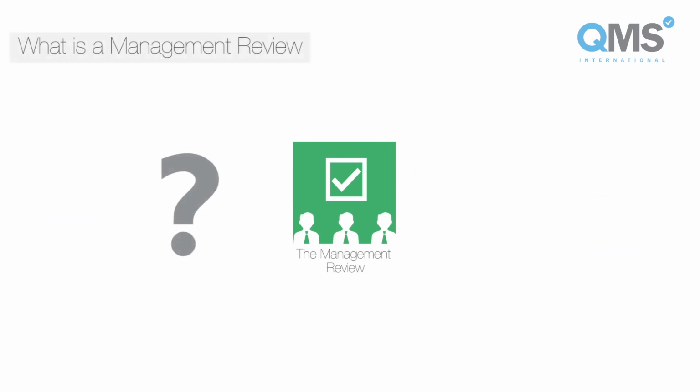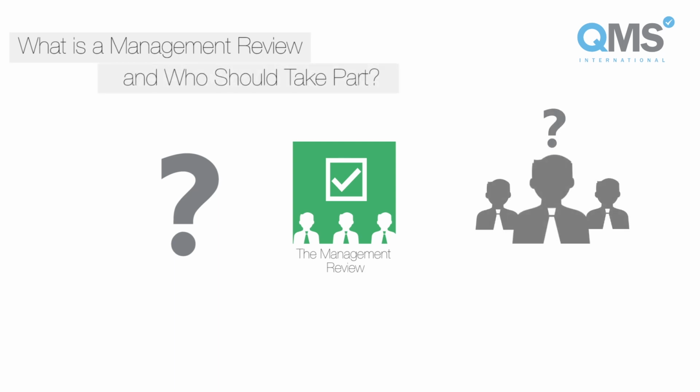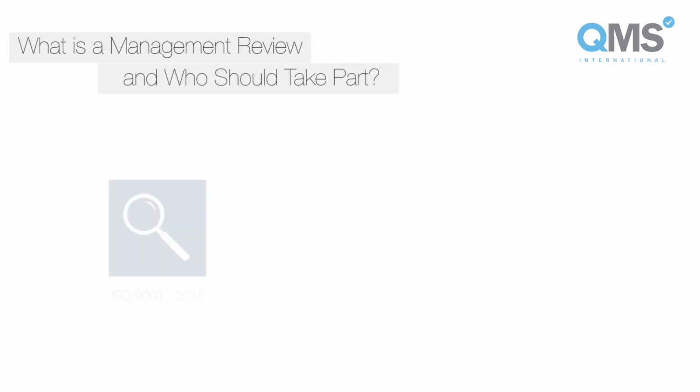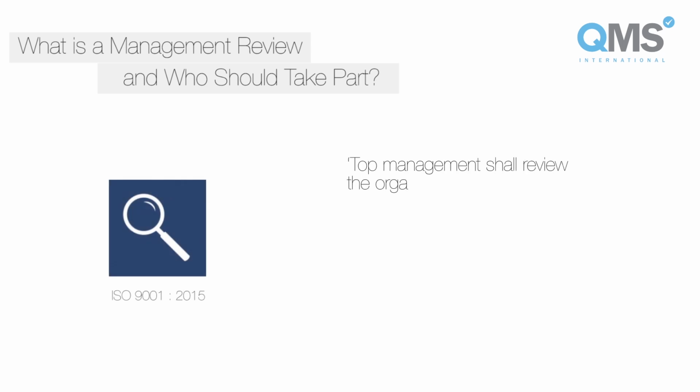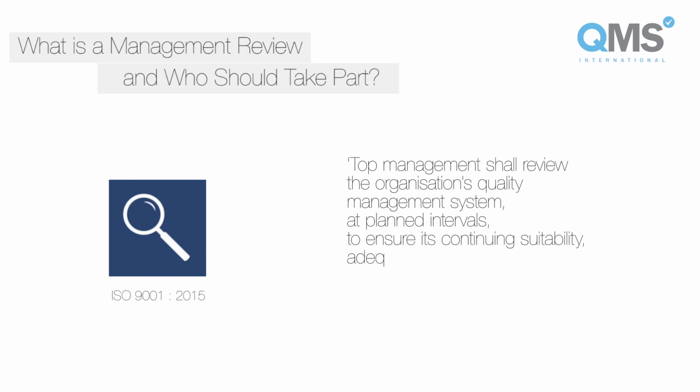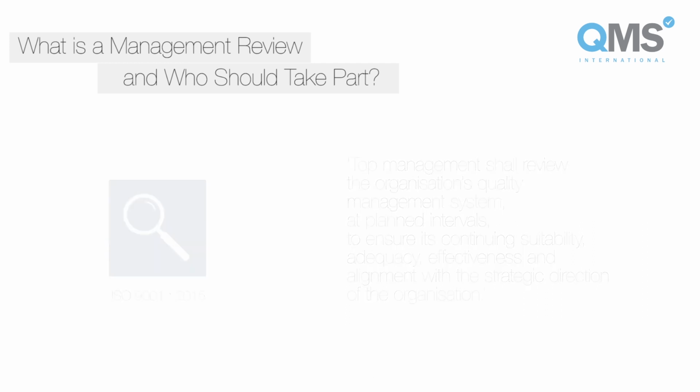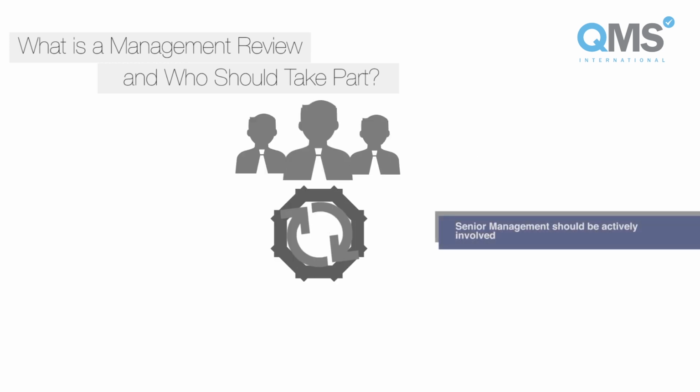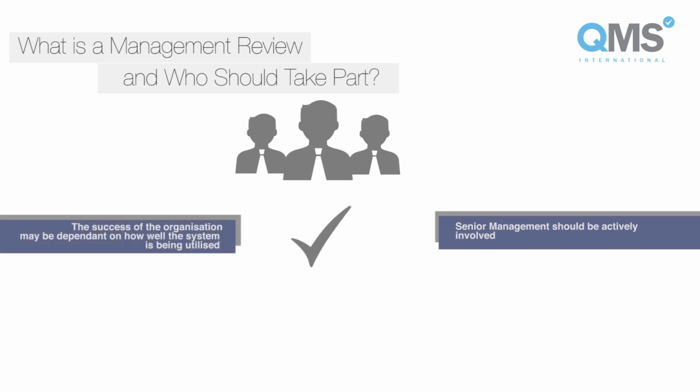So what is a management review and who should take part? ISO 9001 states that top management shall review the organisation's quality management system at planned intervals to ensure its continuing suitability, adequacy, effectiveness and alignment with the strategic direction of the organisation. Top management means that the organisation's senior management needs to be actively involved, because the success of the organisation might well be dependent upon how well the quality management system is being utilised.